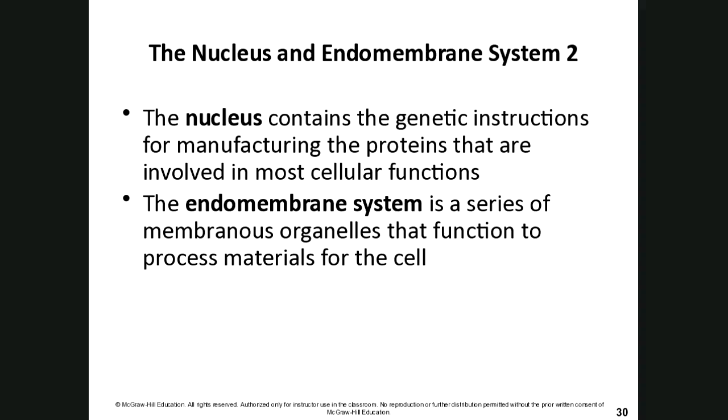It contains all the genetic information on how to make the proteins, the lipids, and how the cell should function. The endomembrane system is just a series of membranous organelles that help to bring the wishes of the nucleus to light. So we have things like the rough ER, the smooth ER, the Golgi apparatus, lysosomes, and various other structures that help to make the materials that are needed by the cell.